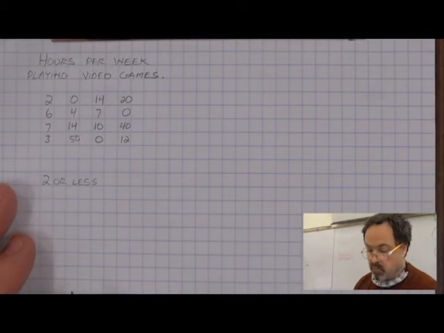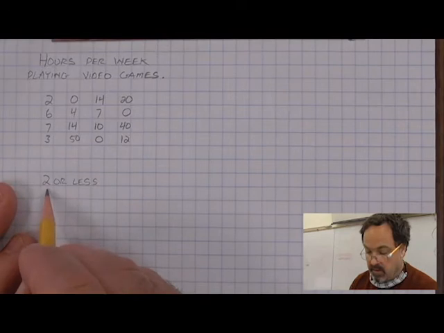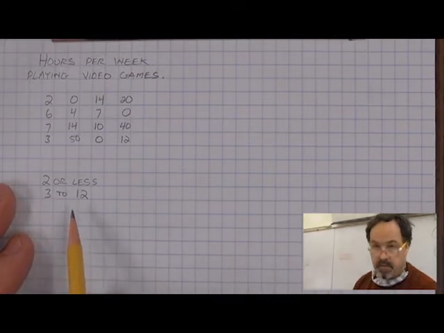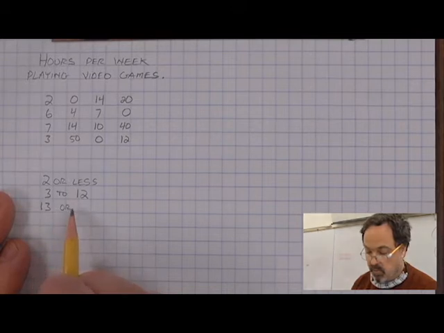I'm going to choose 2 more categories. I've looked at my data and I'm going to choose a category from 3 to 12. That's a moderate amount of video game playing per week. And then the third and final category will be for people who responded with 13 or more hours of game playing per week.